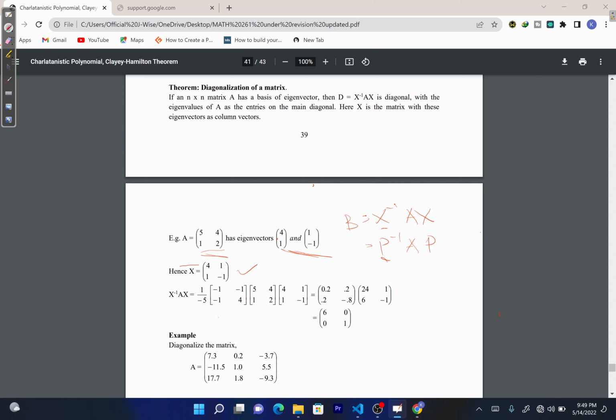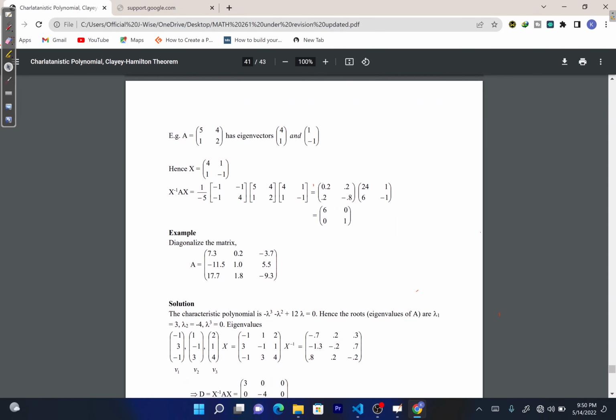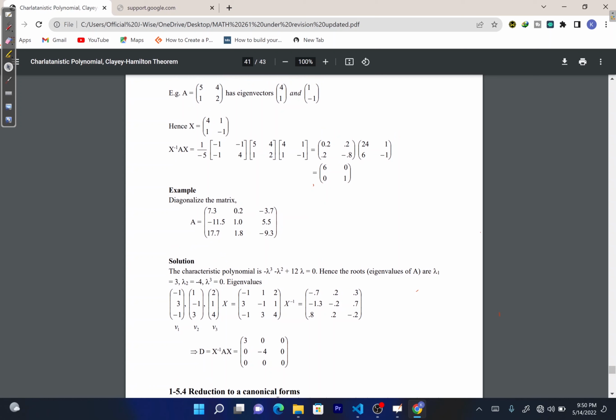So when you do that, this is the inverse of matrix X, then this A, then this also X. When you simplify, you get a diagonalized matrix, and 6 and 1 are also the eigenvalues of matrix A. This means that similar matrices have the same eigenvalues.